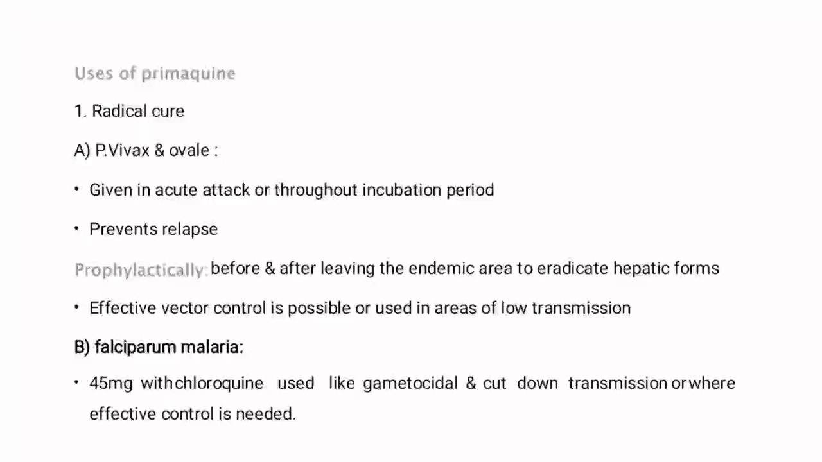Then the uses: radical cure of Plasmodium vivax, given in acute attack or throughout the incubation period to prevent relapse. Then prophylactically before and after leaving the endemic area to eradicate the hepatic form, where effective vector control is possible or in areas of low transmission. In falciparum malaria, around 45 mg with chloroquine is used as a gametocidal to cut down transmission where effective control is needed.